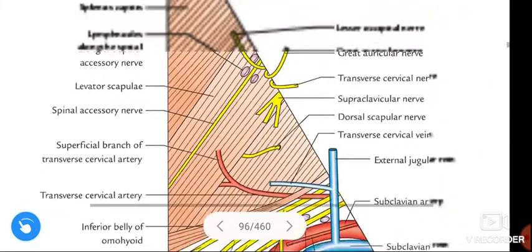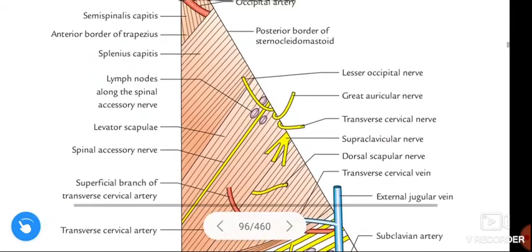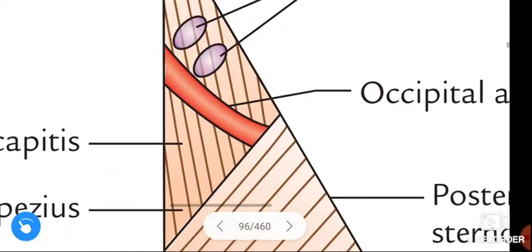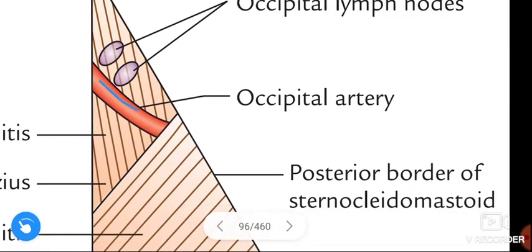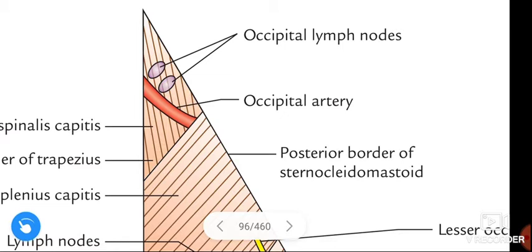Next, the main thing is the occipital artery. Occipital artery is the main content in the occipital triangle, and these are the occipital lymph nodes.